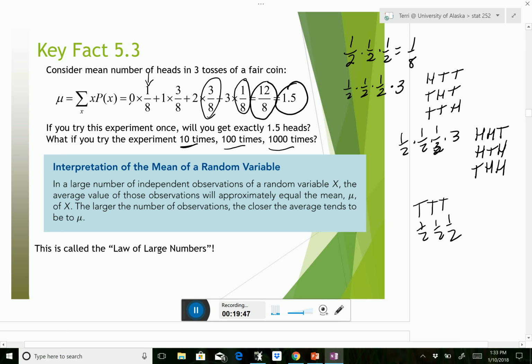So this brings me to this interpretation of the mean of a random variable. If you have a large number of independent observations, the average value of those observations will approximately equal the mean. The larger the number of observations, the closer the average of x tends to be, which kind of makes sense. If you only do it 10 times, you could easily have 22 heads and only 8 tails. It could definitely happen. But if you do it more like 1,000 times, you're going to be much closer to that 1.5 average. This is called the law of large numbers.